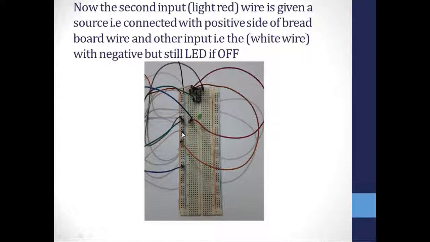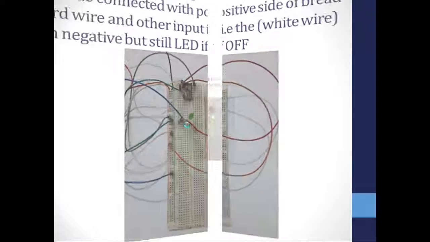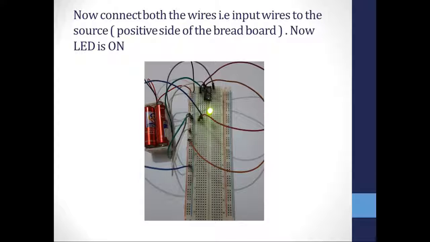Now see the white wire, we are connecting it with the negative one, and the light red is connected with the positive, but still as one input is 0 and the other input is 1, the output is 0, which is proving the truth table basically. Now both of the inputs are connected with the positive side, which means we are giving some source to it, and for that reason the LED is now on.